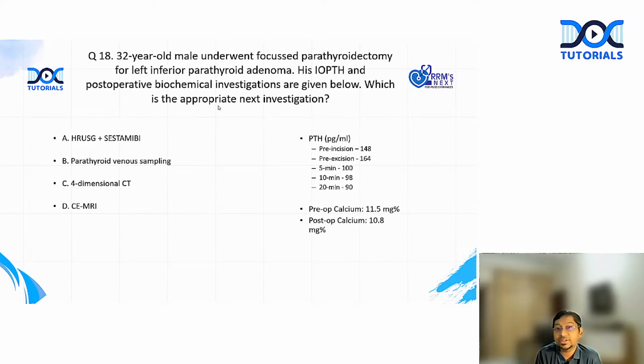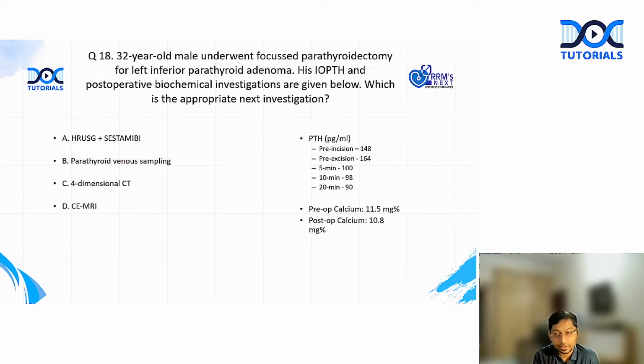Now, if the question said which is the first line investigation, then you can go with ultrasound system, because even in a redo operative patient, we always relocalize the disease, we redo the biochemical diagnosis, we relocalize. So the first investigation is still ultrasound with sestamibi, but among this, the most appropriate investigation is a 4-dimensional CT.